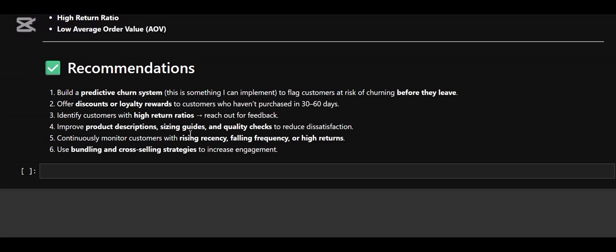And then we need to continuously monitor customers with rising recency, falling frequency, or high returns. We are not meant to abandon our data. We have to keep tabs on all of these customers so that we are able to battle every problem as it comes.